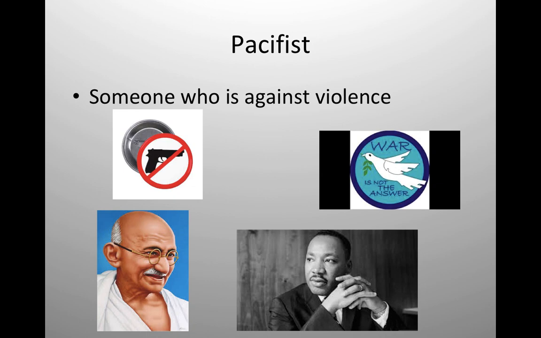Pacifist. A pacifist is someone who is against violence. So you may see a couple of familiar faces here. We have Gandhi and we have Dr. Martin Luther King Jr. Both of these men wanted change to happen in their nations. They both were fighting for major change to occur. However, they were pacifists. They were against using violence to make those changes happen. They were against arming themselves, using guns. They were against attacking. They were against causing bloodshed in order for the change to happen. They believed in a non-violent approach.